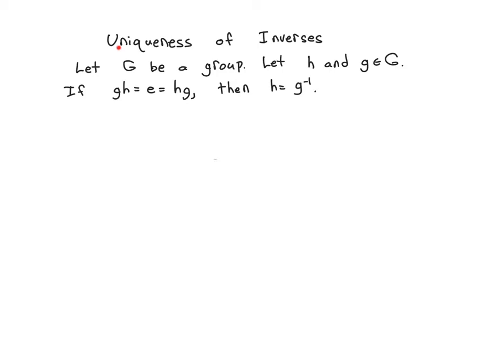Another important fact is that inverses are unique. So suppose you have a group, and let h and g be two elements. If g times h is equal to the identity, then h is equal to g inverse. So by the axioms of a group, there exists at least one element g inverse with this property. And the statement is that if you found another element with the same property, then they're actually the same. It's actually equal to g inverse. So not only do inverses exist, but every element has exactly one inverse. You can't find an element with two inverses.